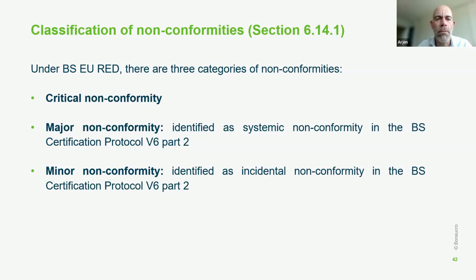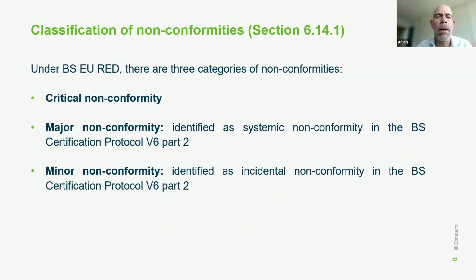This change is an important one to understand, also for economic operators. Under Bonsucro EU-RED, there are three categories of non-conformities: critical, major, and minor. Major non-conformity is basically what is named systemic non-conformity in the certification protocol, and minor non-conformity is specified as an incidental non-conformity in the Bonsucro certification protocol. The terms major and minor are used in the Bonsucro EU-RED standard because this was an explicit requirement from the European Commission. But as I said, it's a matter of terminology only and not different, basically, from systemic and incidental non-conformity as specified in the certification protocol.